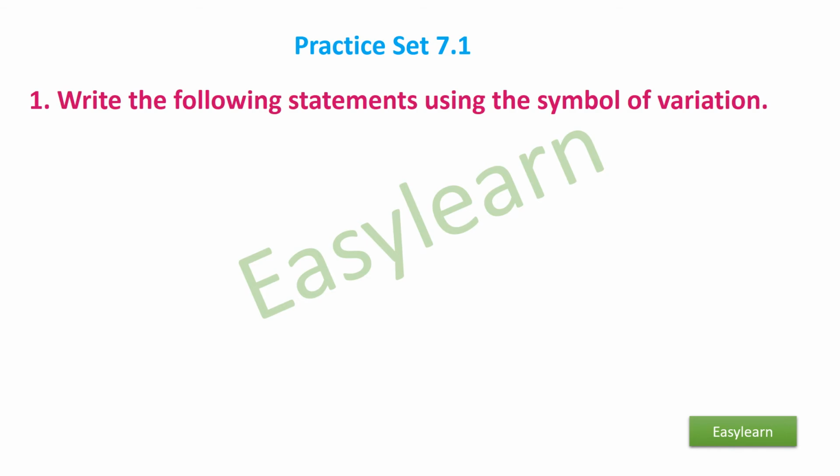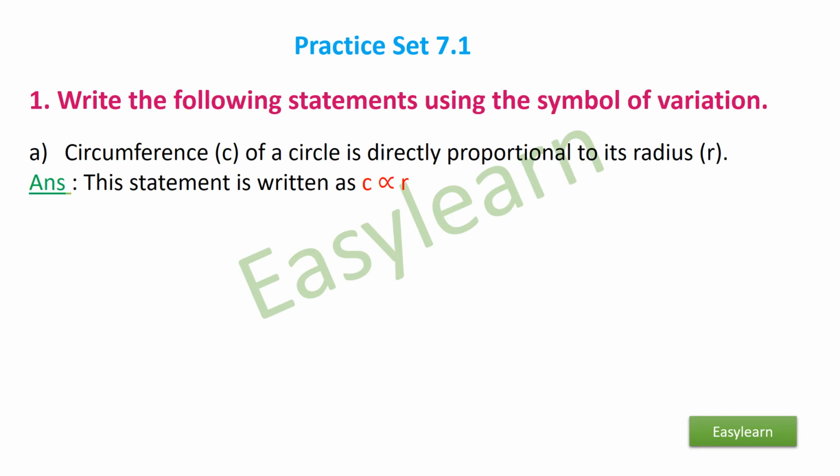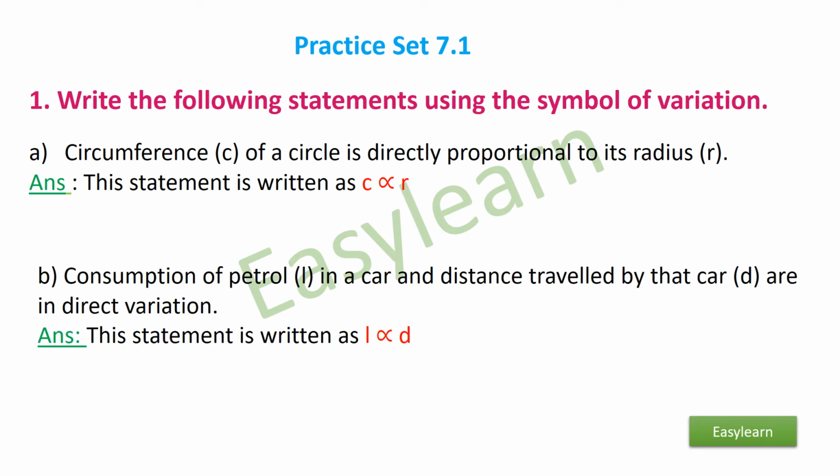Practice set 7.1. First, write the following statements using the symbol of variation. The circumference C of a circle is directly proportional to its radius r. So we can write the statement as C is directly proportional to r. Consumption of petrol L in a car and the distance traveled by the car D are in direct variation. So this statement can be written as L is directly proportional to D.